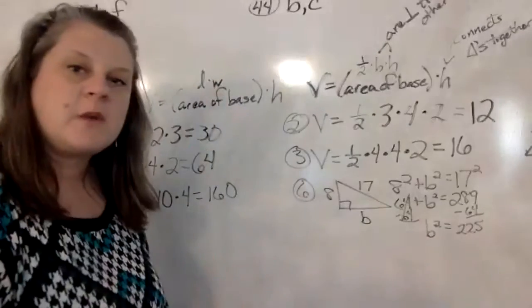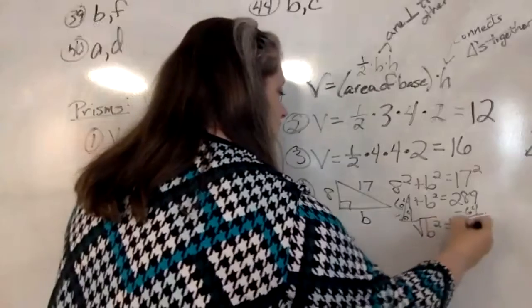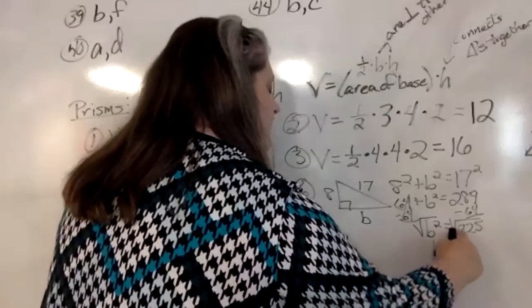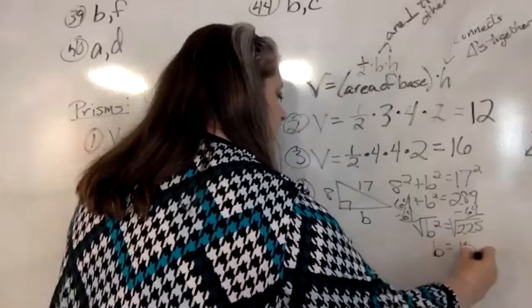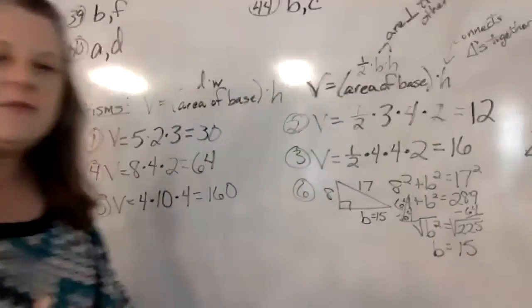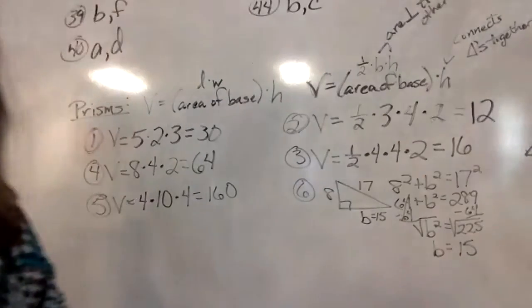So what's the opposite of squaring something? Square root it. So the square root of b squared is b. The square root of 225 is 15. So my base of my triangle is 15. I had to do that before I can find my volume.